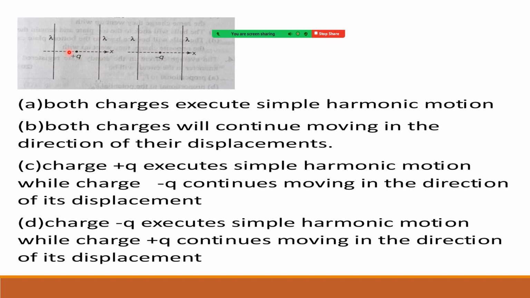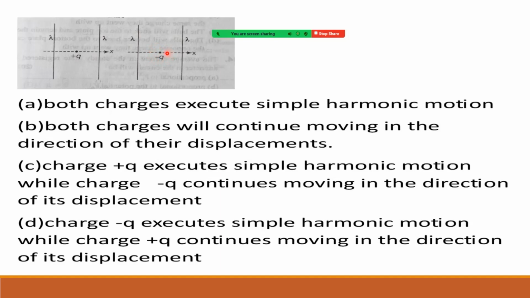Now see carefully the second one, minus Q. This is attracting, this also attracting. If we slightly move minus Q to the left side, attraction by the left one dominates. Then it moves towards the left side. Or if we displace minus Q to the right side, attraction by the right one dominates. That means minus Q will move towards the right side. That means here oscillations are not possible.